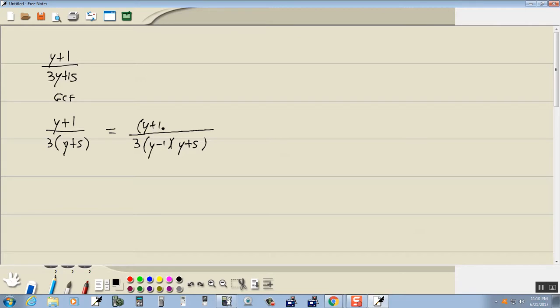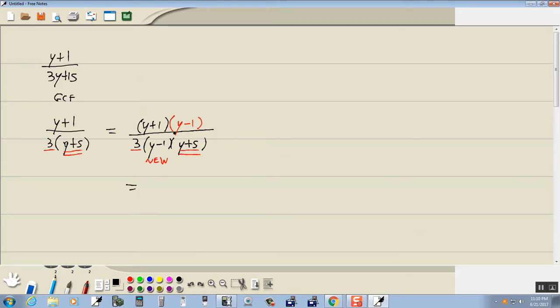And we got y plus 1 here. Now the 3 was there, the 3 is still there. The y plus 5 is here, and the y plus 5 is still there. The new item in our fraction is the y minus 1. So whatever new item you have down in your denominator, you have to put up on top. The idea on that is whatever you multiply by the denominator, you have to multiply by the numerator.